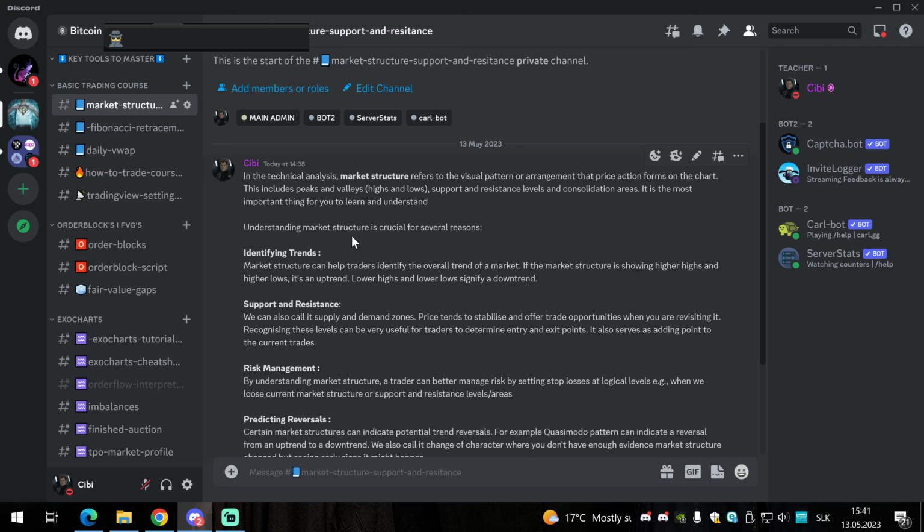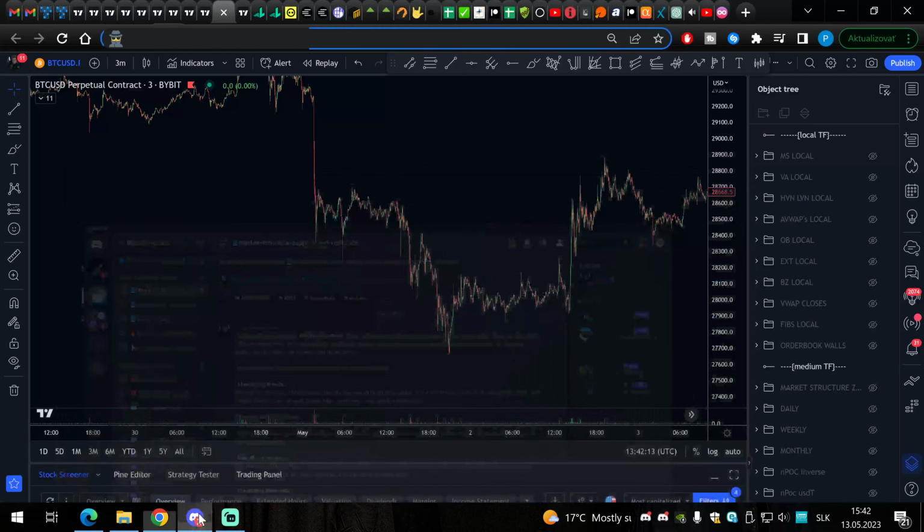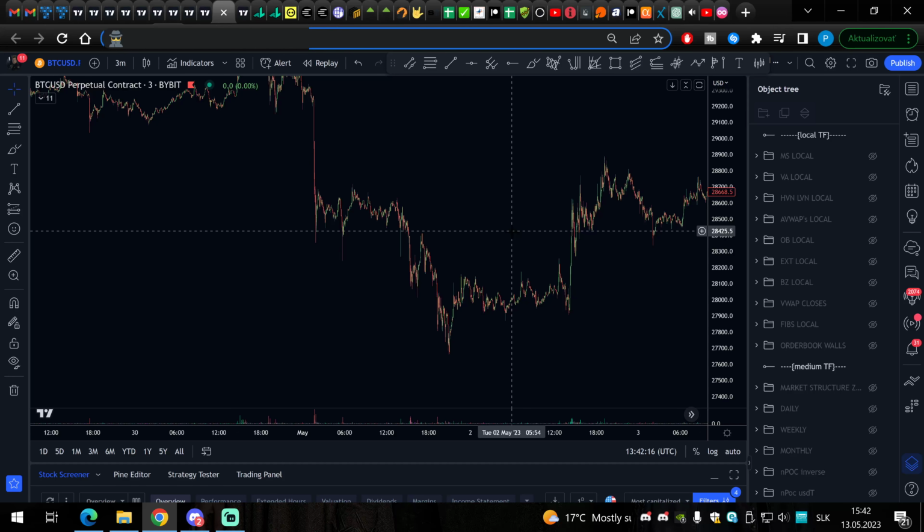Understanding market structure is crucial for several reasons. Identifying the trends: market structure can help traders identify the overall trend of the market. If the market structure is showing higher highs and higher lows, it's an uptrend. Lower highs and lower lows signify the downtrend, and we really need to know what the trend is, because then we can predict. And if you identify the trend correctly, you are already changing the odds, because trading is not gambling, it is not a casino. We can change odds from 50-50 to an 80% win rate, for example.